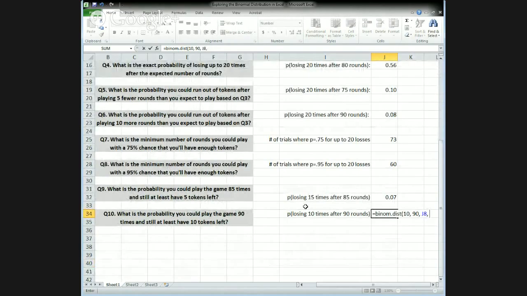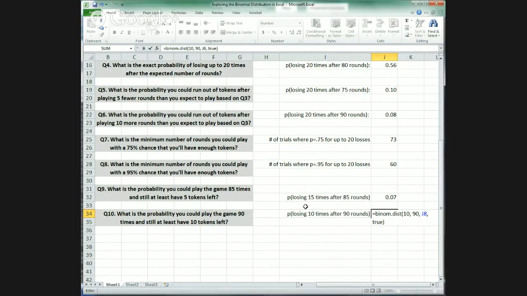And then we want true because, again, we can lose up to 10 rounds and still have at least 10 tokens left. If we have 11 tokens left or 12 tokens left, great, which means we've only lost 9 or 8 times. That's totally fine. So we want to include those probabilities here. And like we suspected, that is a very small probability. So it's giving us 0, but that's rounded. So if we take this out a little bit, the probability is 0.0008.